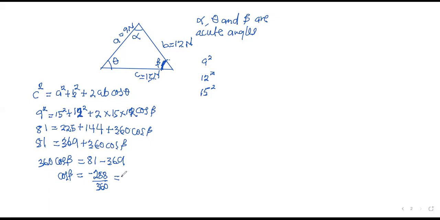Is that negative 4? I'm listening. Negative 4/5, which is 0.8. Therefore, beta is equal to the cos inverse of negative 0.8. What is the cos inverse of this?